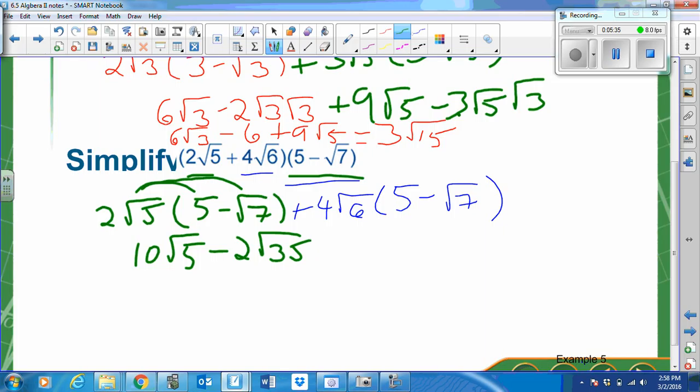Now to the blue part, 4 square root of 6 times 5 is just plus 20 times the square root of 6. And 4 square root of 6 times this negative square root of 7 is going to be minus 4 square root of 42. And that's it.